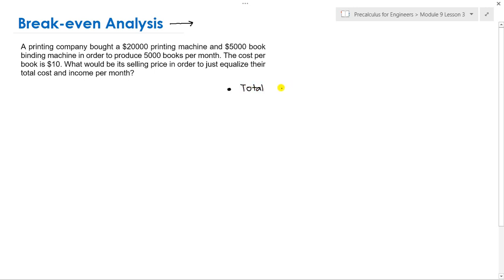Since it's business, we're dealing with money, so it compares the total cost and then the total sale. If we're going to graph this on the Cartesian coordinate system, let's say this is the Cartesian coordinate system.